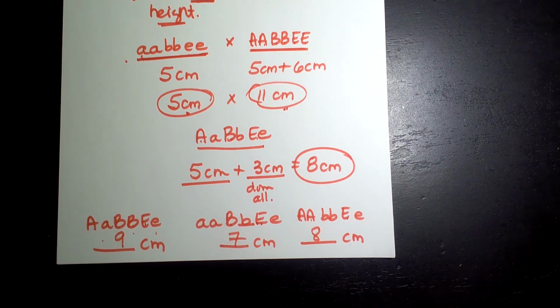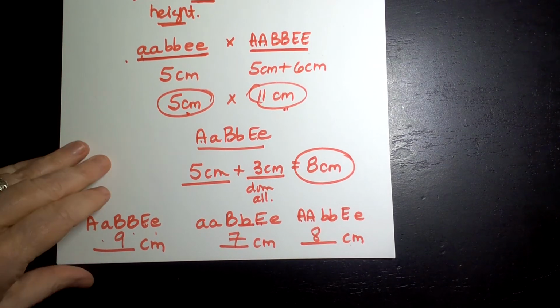Depending on the problem, it could be a plant height, it could be the length of a tail, it could be the size of an organism, it could be the height of a human. You're just going to keep adding to a base number for every dominant allele that they have.